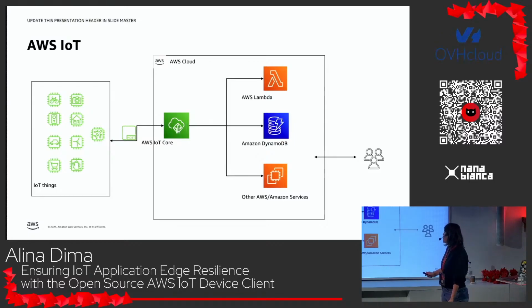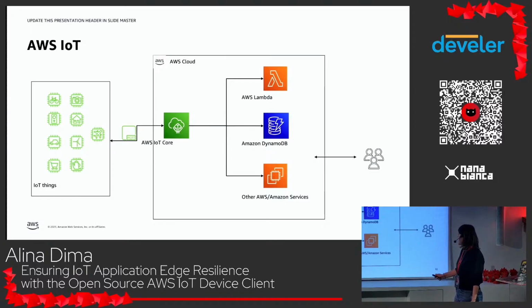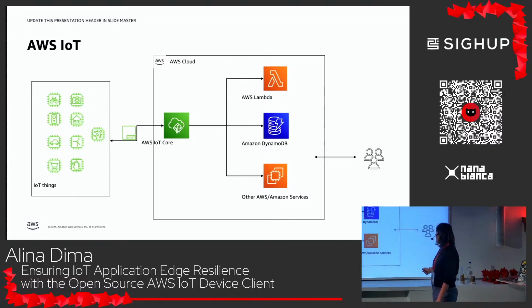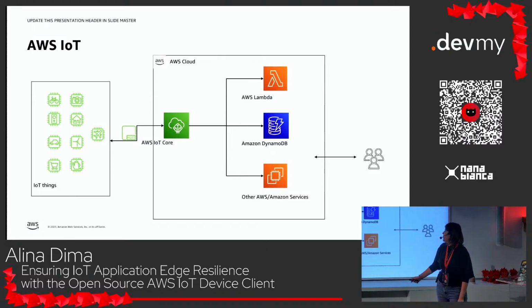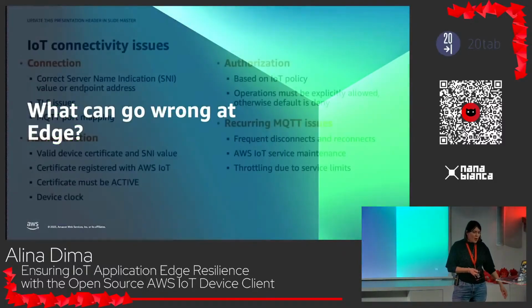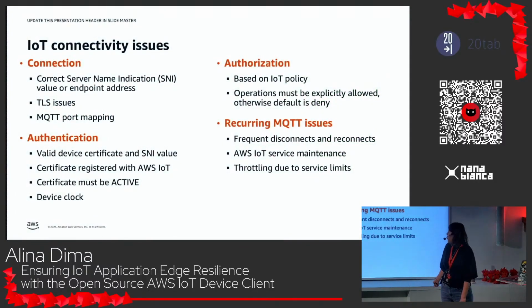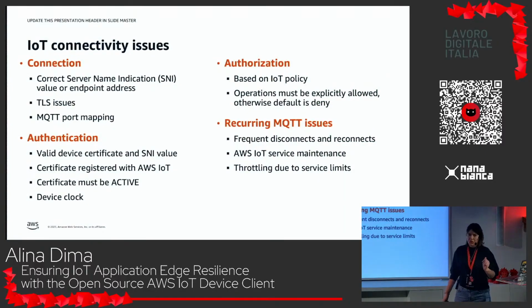The entry point is always AWS IoT Core. So you can actually see that if this here fails, then you have no connection from your application to your devices. So this is an important thing to remember. And we are going to focus on this, right? So why does this fail and how can we prevent it? So what can go wrong with the connection point that I mentioned to you earlier?